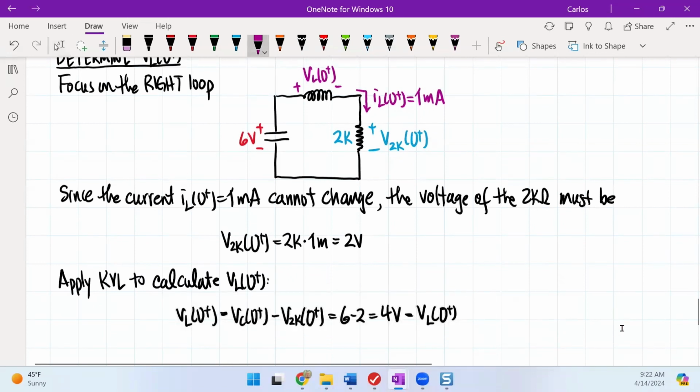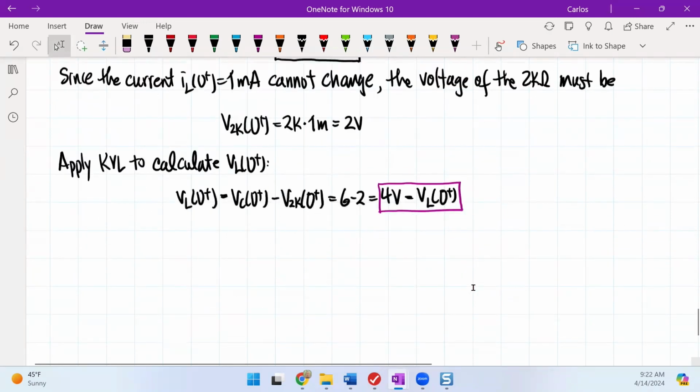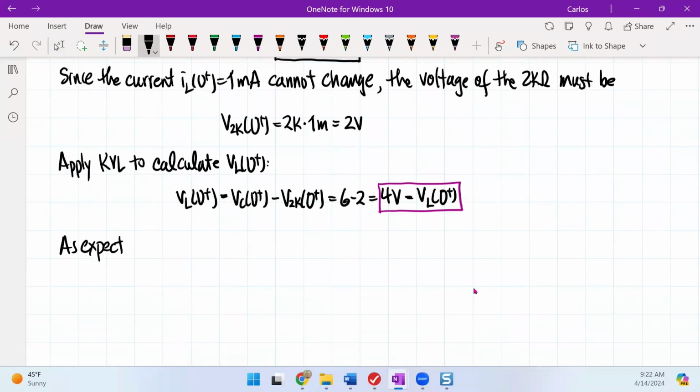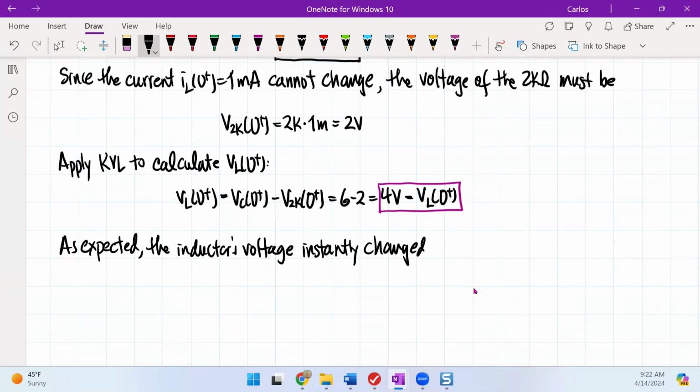So when I look at this, what am I seeing here? There's a discontinuity jump. So as expected, the inductor's voltage instantly changed. So in other words, when we look at the inductor voltage, what happened?